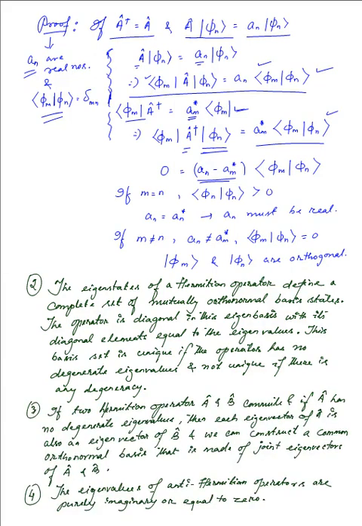And as for the third and the fourth one, if two Hermitian operators A and B commute, and the operator A has no degenerate eigenvalue, each eigenvector of A is also an eigenvector of B, and therefore we can construct a common orthonormal basis made of joint eigenvectors of A and B. Finally, the eigenvalues of anti-Hermitian operators are purely imaginary or equal to 0. We'll keep these theorems in mind, and we'll be using them in our analysis later on related to the operators in quantum mechanics.